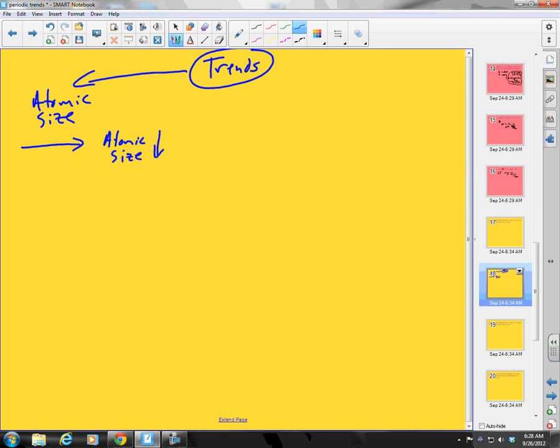Now, why is that? Because I have a stronger nuclear charge. Good. Now, we also had a trend going down the periodic table. As I go down a group, what happens to my atomic size? My atomic radius increases. And what's the primary reason for that? Well, the cause is that I am adding electron shells, and so my size gets bigger.